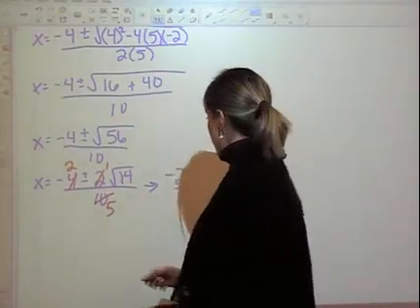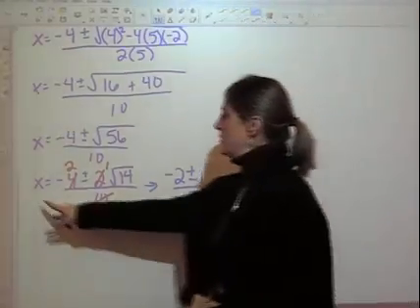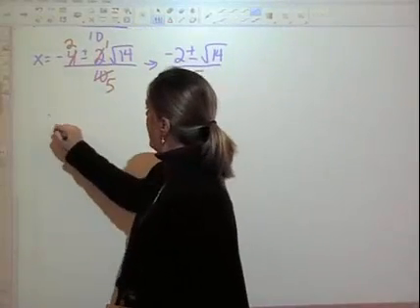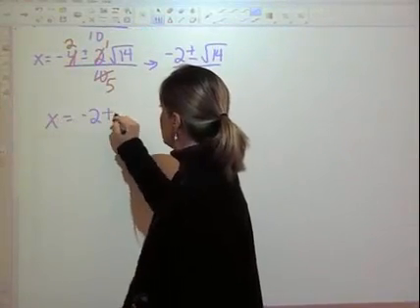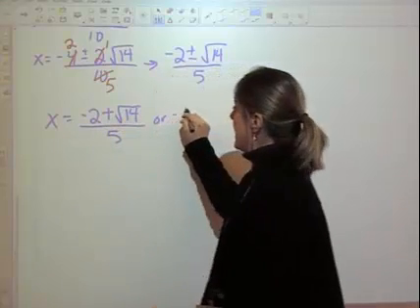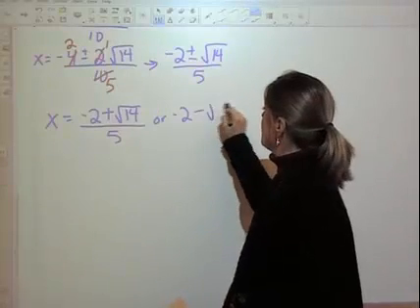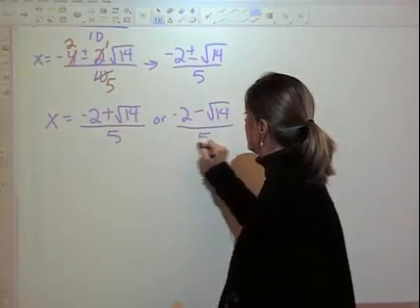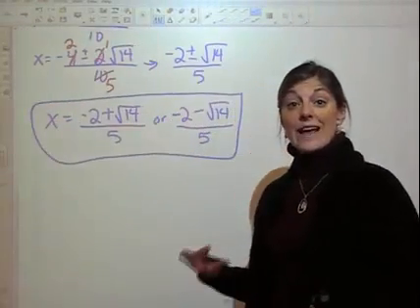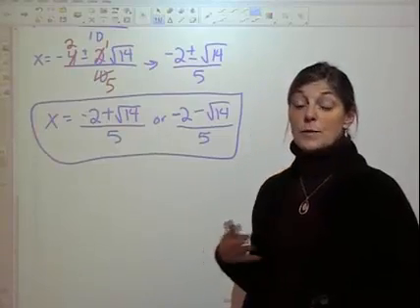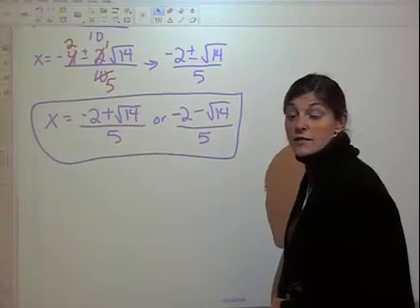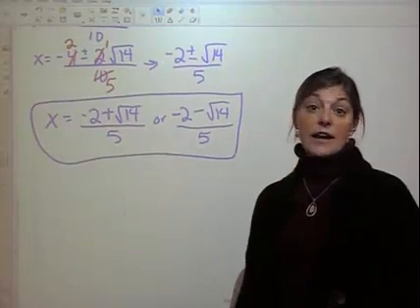So our answers, remember that we have 2 answers. Our answers are x equals negative 2 plus the square root of 14 all over 5, or negative 2 minus the square root of 14 all over 5. Again, whenever you have an x squared, you're going to have 2 answers. The highest exponent tells you how many answers you're going to have. And you'll notice that these are irrational answers. So this problem would not have been factorable.